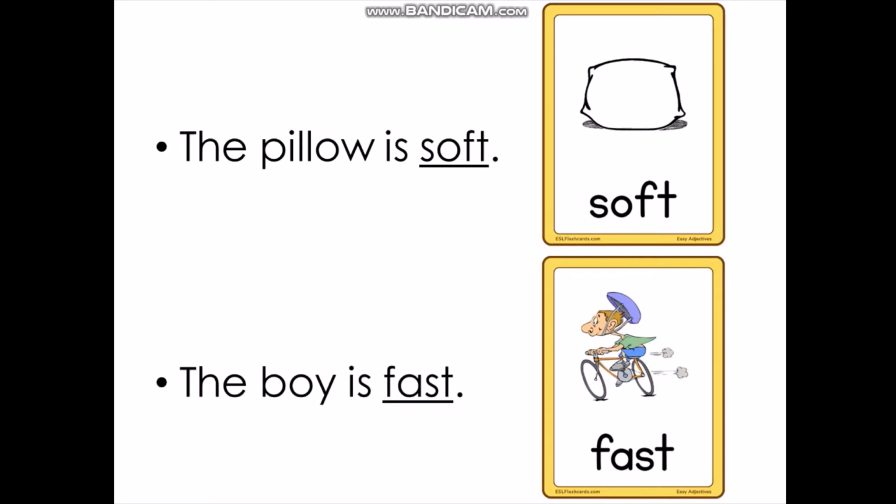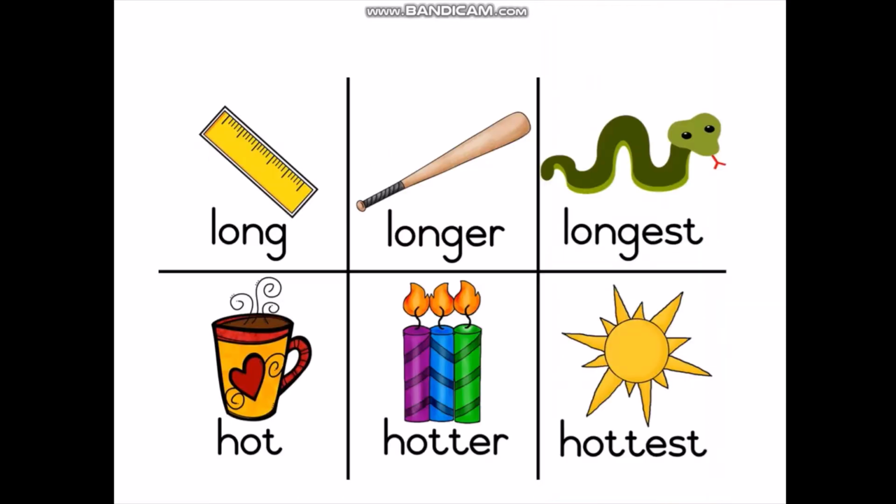One example of a sentence containing an adjective is: the pillow is soft. And soft describes the pillow, which is a noun. Another example, the boy is fast. And fast is an adjective because it describes the boy, which is a noun.